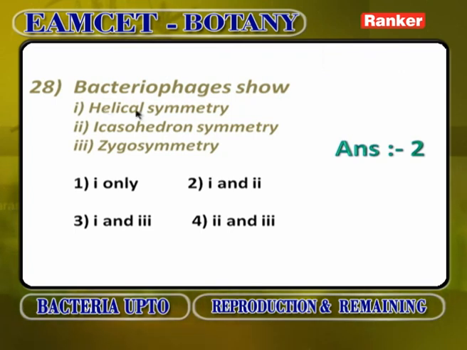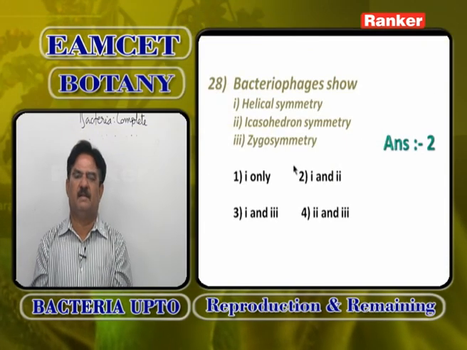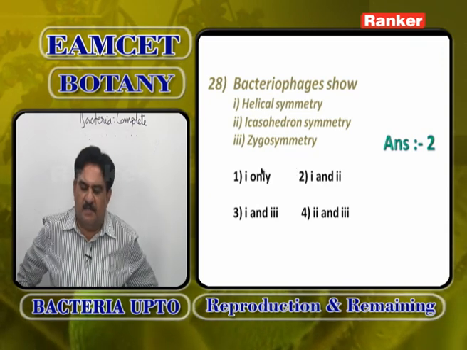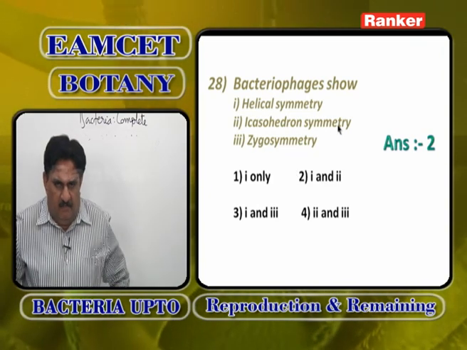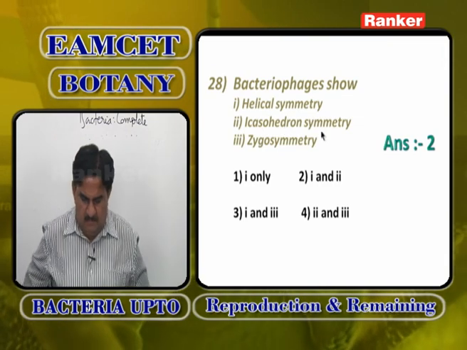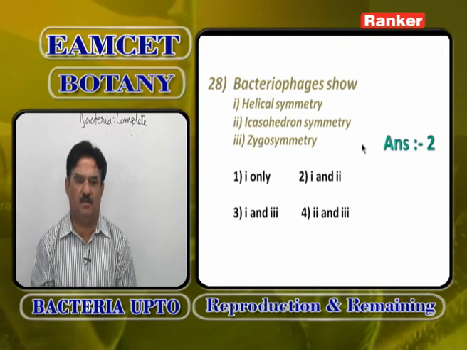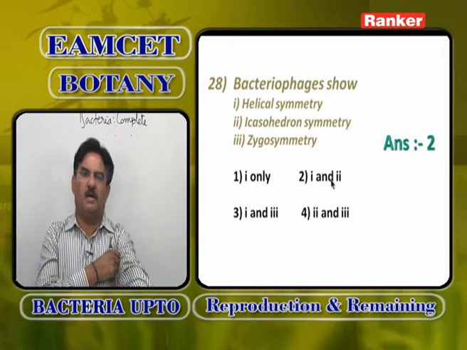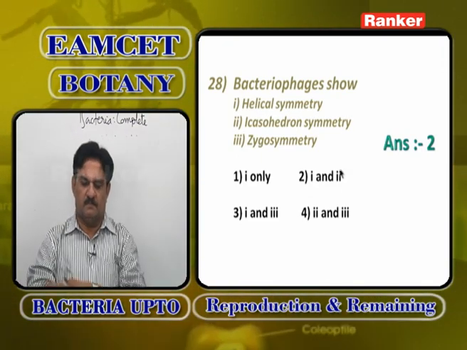Bacteriophages show helical symmetry, icosahedron symmetry, zygosymmetry. Helical symmetry, in the tail, where capsomeres are arranged in the form of a spiral staircase. Icosahedron symmetry in the head, where the capsomeres are arranged in a cubical pattern. So, answer is second, 1 and 2.